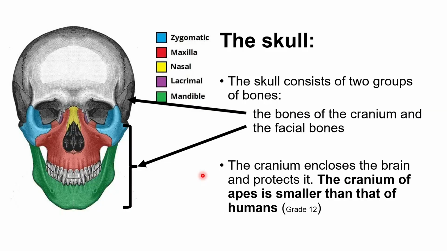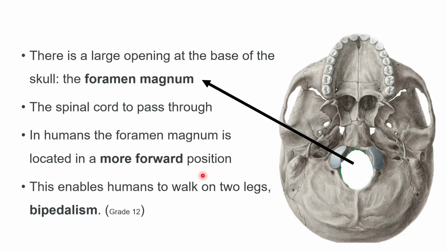The next important part of the skull is this large opening that we see here at the back of the skull. This opening is called the foramen magnum. The function of this opening is where the spinal cord passes through. So your spinal cord enters into this hole, into the skull, to the brain.